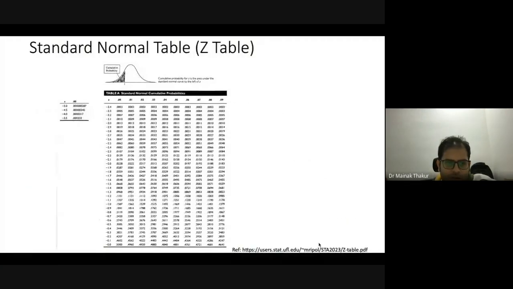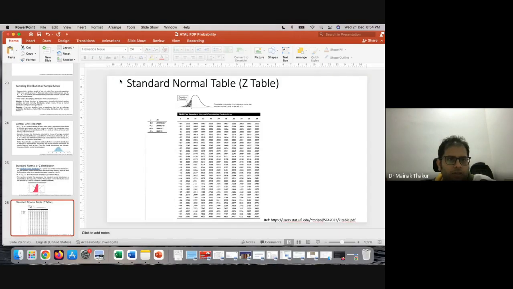What is the value of minus 1.9? This is the Z score, right? Minus 1.9, and you come here to 0.06. You see the probability 0.025. So minus 1.9 and 0.06 gives you minus 1.96, with probability 0.0250. So the area less than minus 1.96 gives you the 0.025 area value, right? So that's what it is.